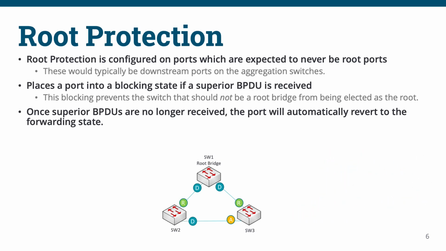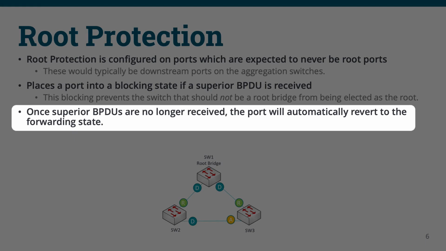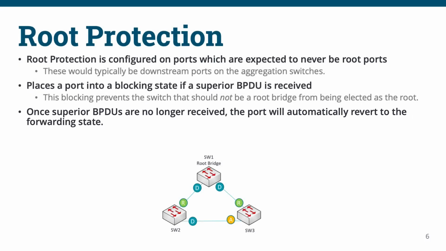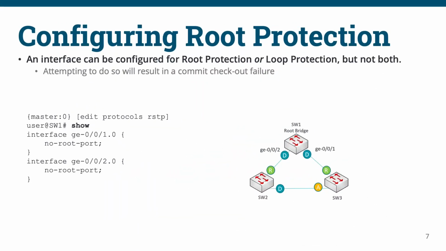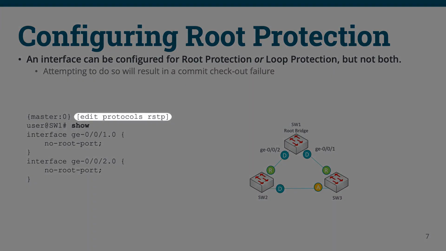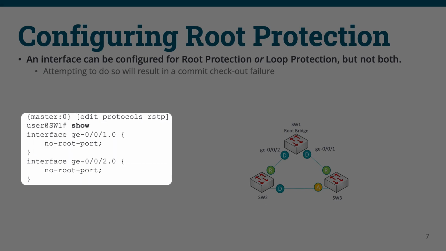By default, once the superior BPDUs are no longer received, the port will automatically revert to the forwarding state. So let's see how we configure root protection. Root protection is configured under the edit protocols rstp configuration hierarchy, under individual interfaces with the no-root-port command.